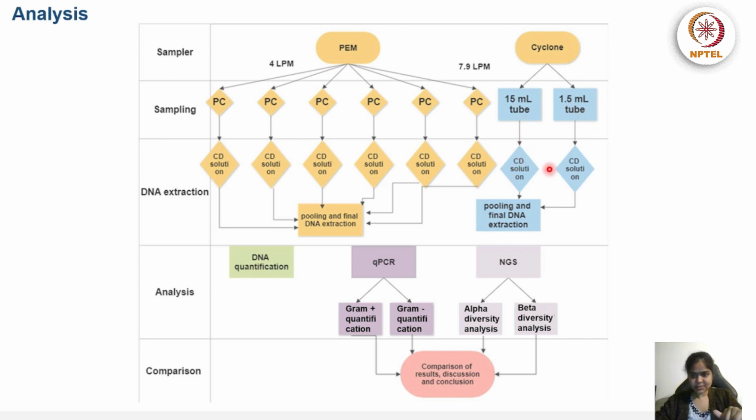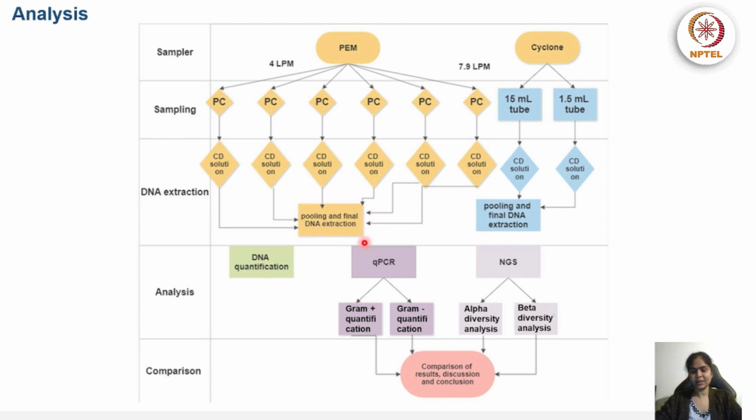So we added CD solution to each tube. We mixed it well, and then we pooled that solution together so that we don't have to do the size distribution. We combined it together so we can have a fair comparison. Similarly, all 6 PEM samplers were pooled together and DNA was extracted. So at the end of the day, we had only one sample per sampler per day. So we had 11 samples for each sampler, and those samples were collected in parallel so we can have a proper comparison.